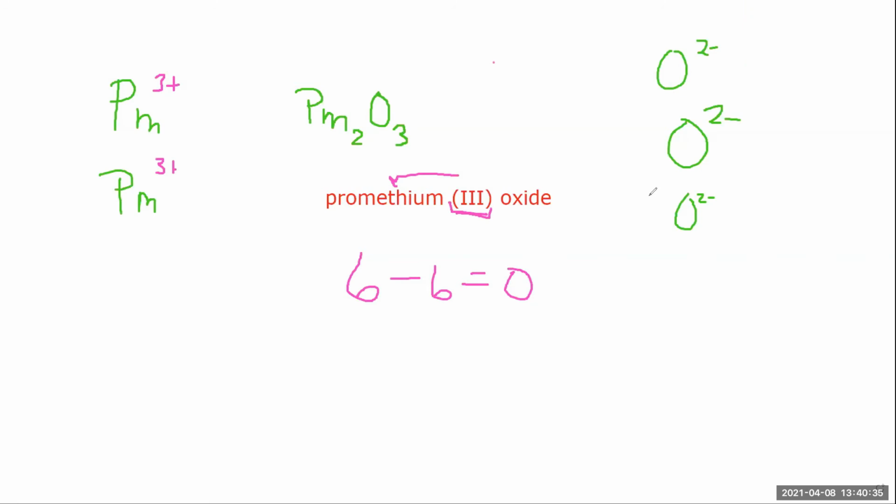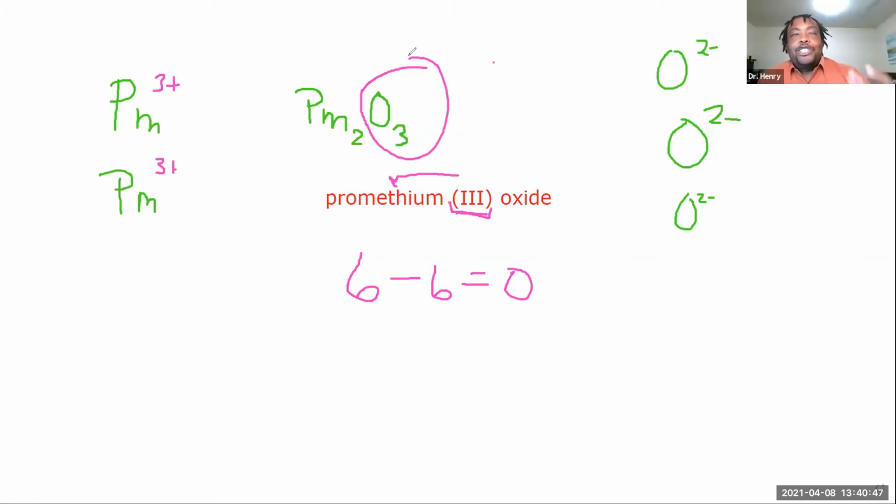Is it oxide because it's just 1 oxygen or is there 2? How many oxygens do we see here? We see 3 right there. That's right. That's how many oxygens are in that compound. So there's 2 promethium and there's 3 oxygens. So again, I gave you this, and you have to give me the name. And if you're given the name, you have to give me the compound.